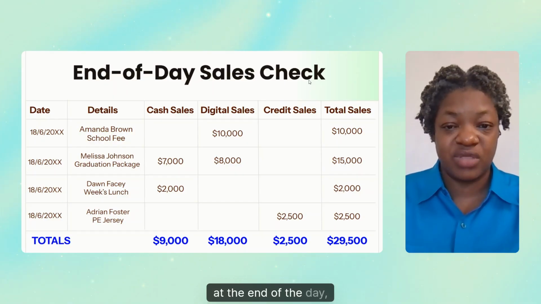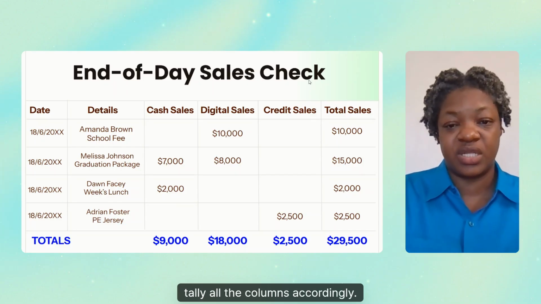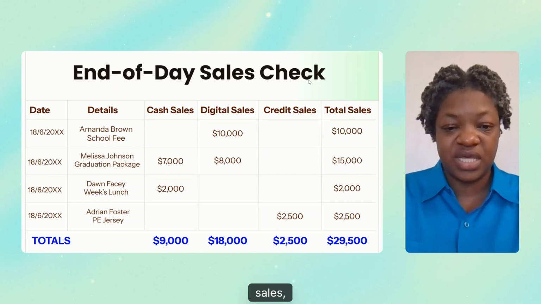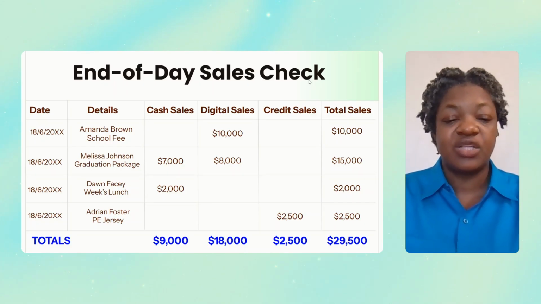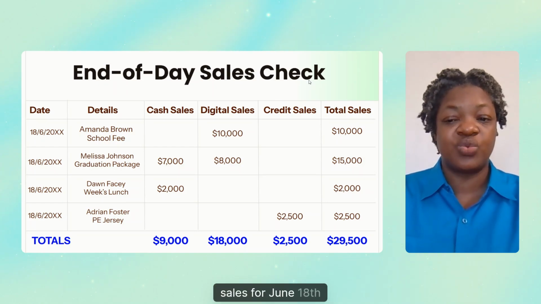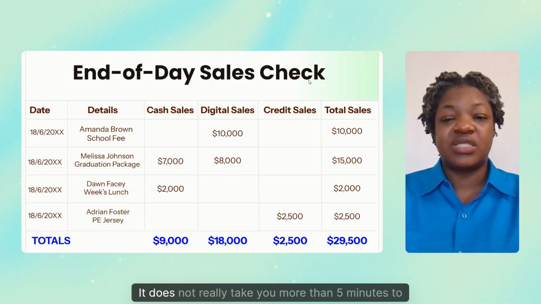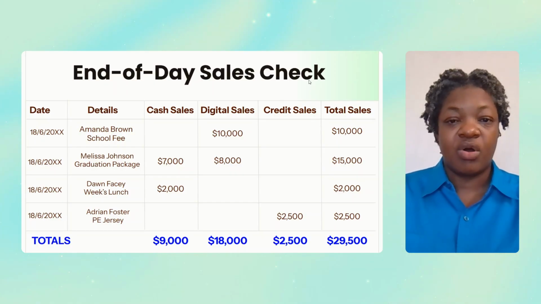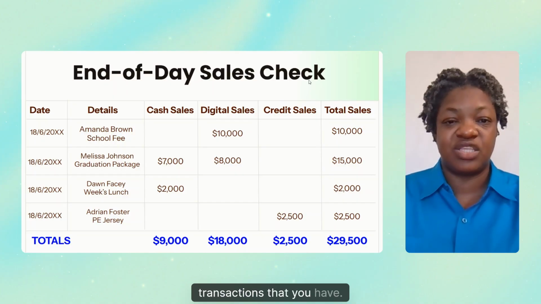Now, at the end of the day, you will tally all the columns accordingly. Cash sales, $9,000. Digital sales, $18,000. Your credit sales, $2,500. And the total sales for June 18 is $29,500. It does not really take you more than 5 minutes to total all your transactions, depending on the amount of transactions that you have.